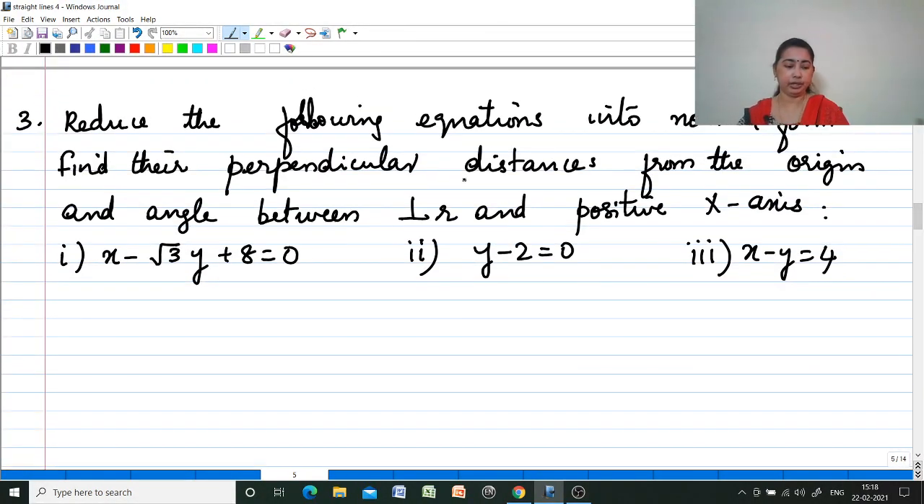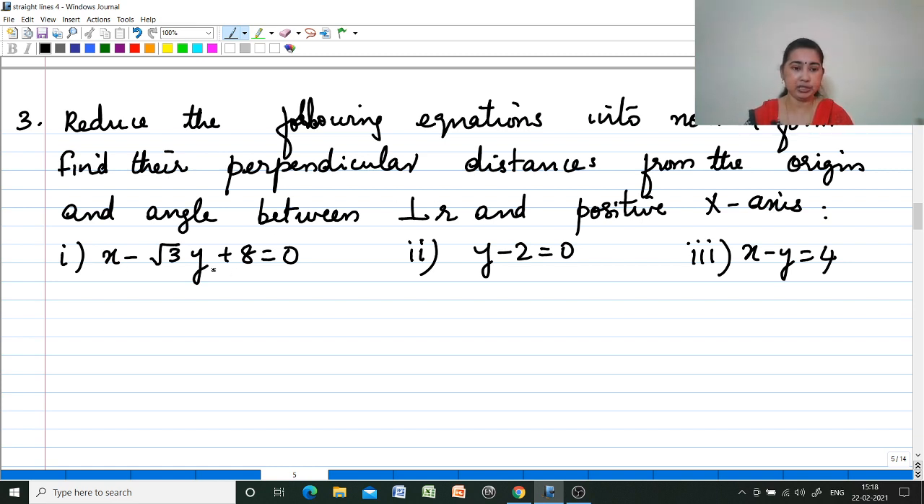Next one, reduce the following equations into normal form. As I have told you, to convert the general form of the equation to normal form, divide throughout by root of a square plus b square. Then find their perpendicular distances from the origin and the angle between the perpendicular and the positive x-axis, that is p and omega. We have to find what p and omega are.